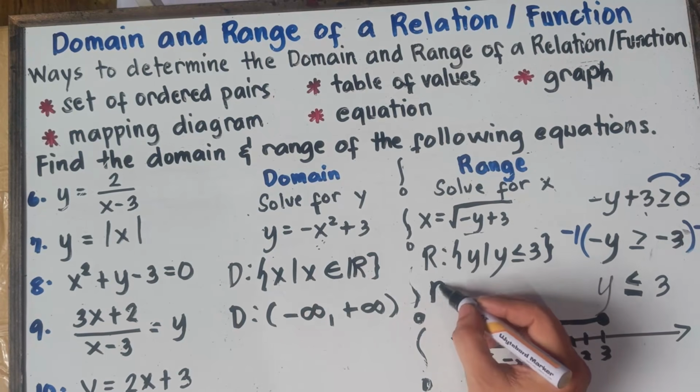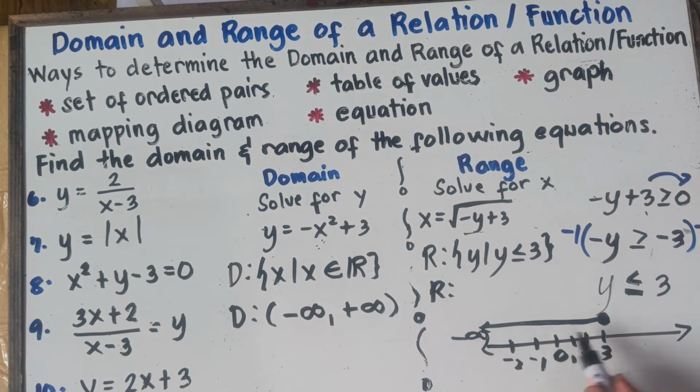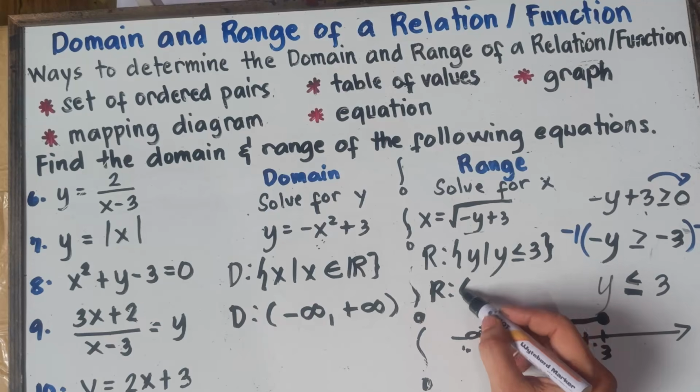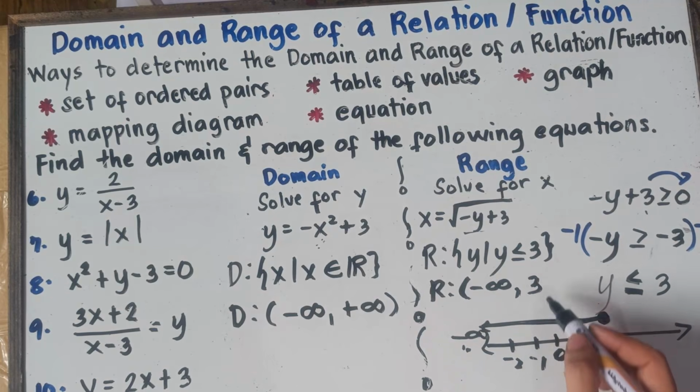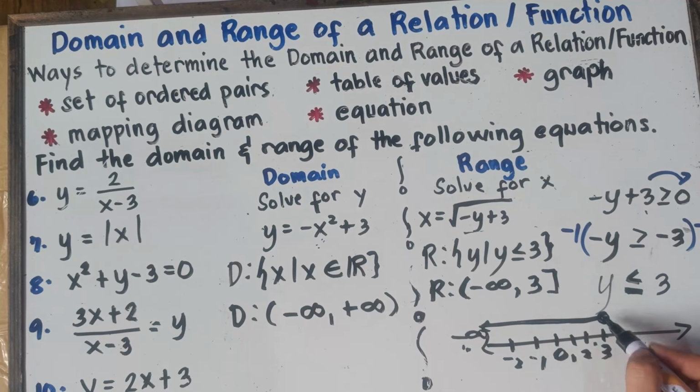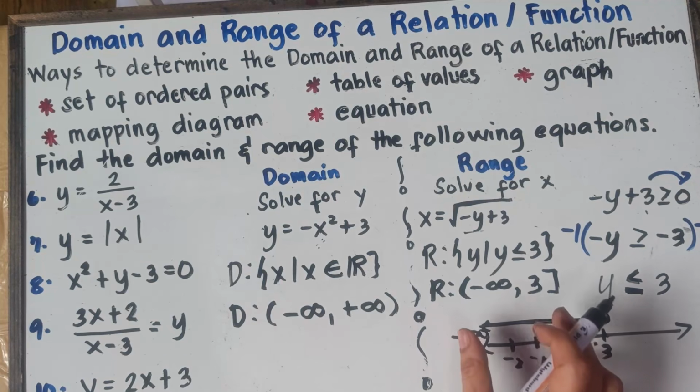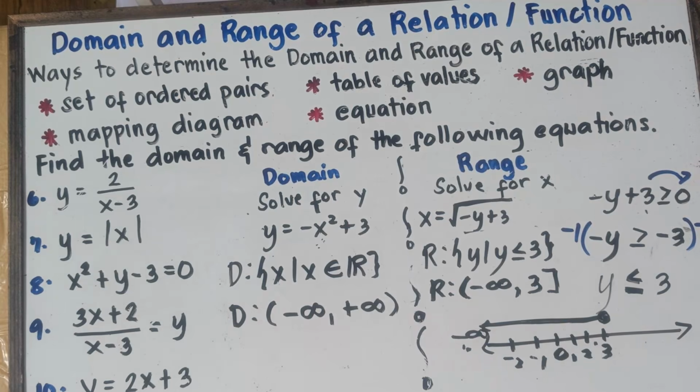Alright, so therefore, for the range, once again, class, when you read the interval notation, it should be left to right. So that would be negative infinity. If it's infinity, you always use parentheses. Negative infinity, comma, up to positive 3. And you'll be using a bracket because this is a closed circle. And that will be the answer, class, with regards to solution sets.